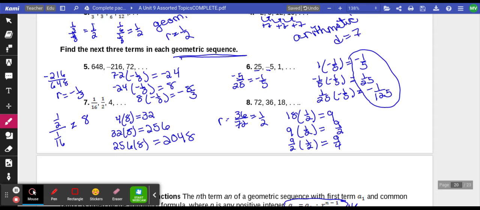Number 7, again, I find my r by dividing 1/2 by 1/16, which is 8. So I multiply 4 by 8, 32. 32 times 8, 256. 256 times 8, 2048.